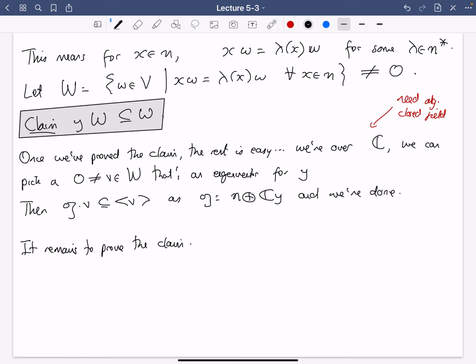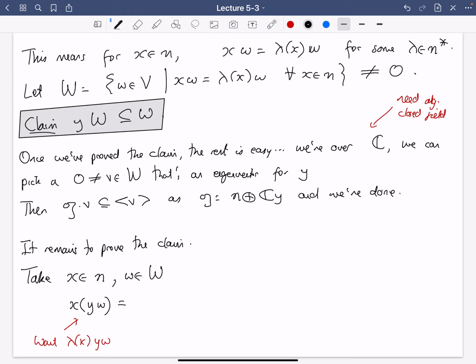So to do this, this is now where we're actually going to find we need the field to be of characteristic 0. So to prove the claim, I'm going to take some x in this ideal n and some w in W. I'm trying to show that y times w is another vector in W. We're going to need to show that x applied to it is lambda of x applied to it.